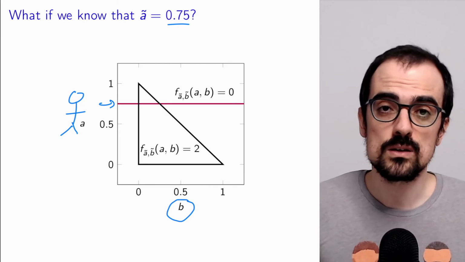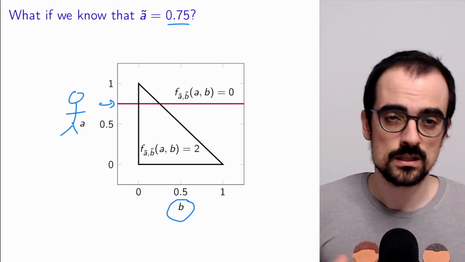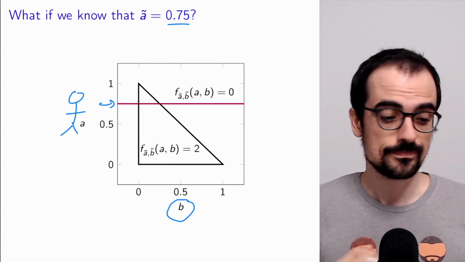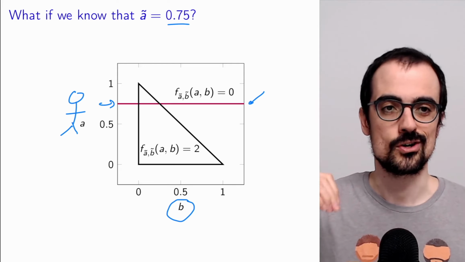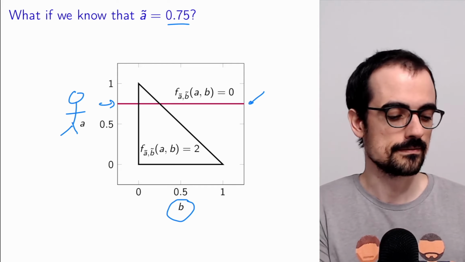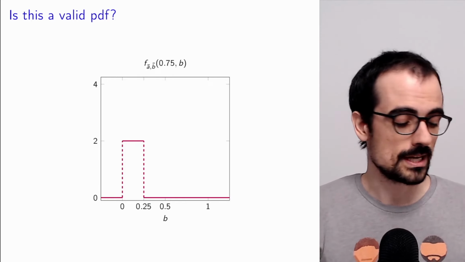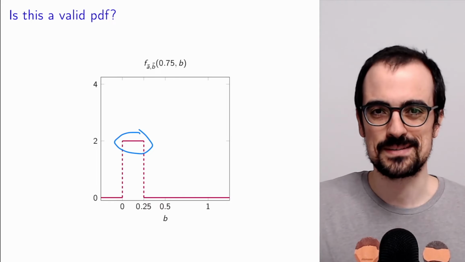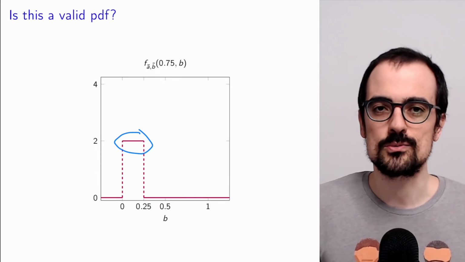A first idea, which makes a lot of sense, is to say, okay, the joint density tells us the probability density of the otter anywhere. How about we just look at it on this line of a equals 0.75? If we do that, we see this, which makes a lot of sense, right? Because this is exactly where the otter can be, and we know that the probability within the lake is constant, so this actually is quite reasonable.